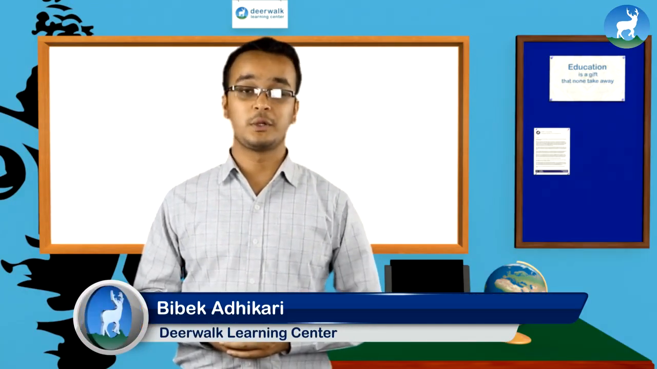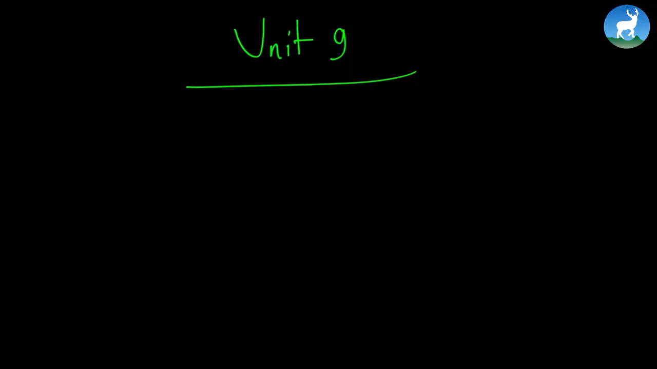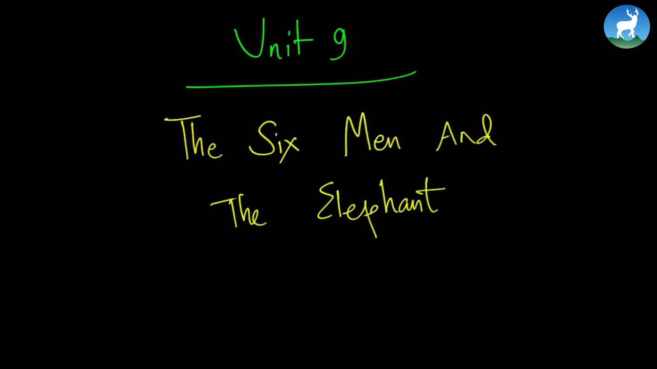In today's class, we are going to solve the reading and listening portion of Unit 9, that is, the six blind men and the elephant. So let's begin. Alright, we're now going to start the reading and listening portion of Unit 9. And the title of the unit is The Six Men and the Elephant. So that's the title, The Six Men and the Elephant.